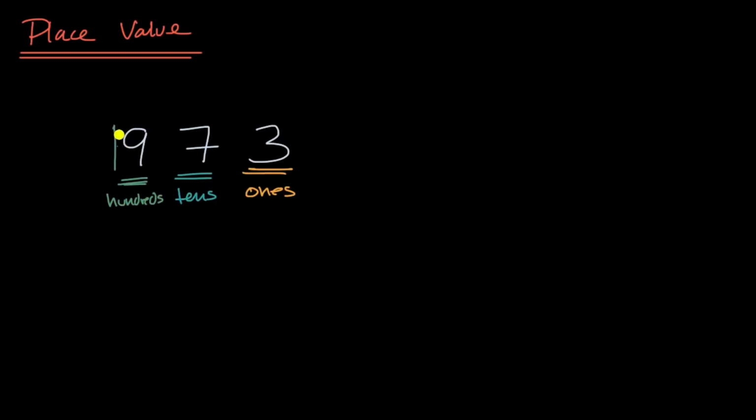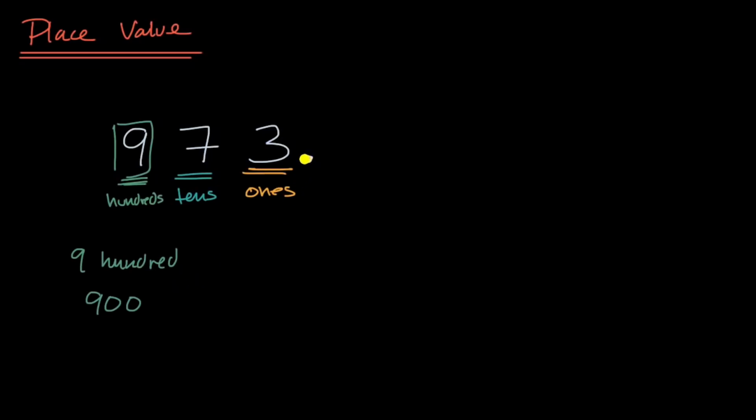And so this 9 doesn't just represent 9, it represents 900. Similarly, the 7 doesn't just represent 7, it represents 7 tens, or 70. This 3 represents 3 ones, so it actually does represent 3. But as I promised, we're now going to extend our understanding. And what we do is we put a decimal here, which you've probably seen before, at the right.